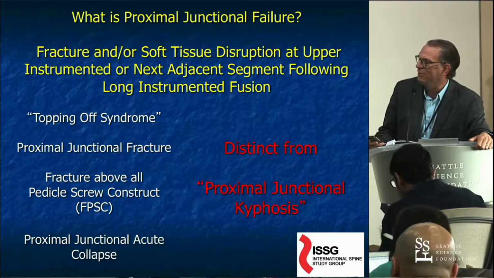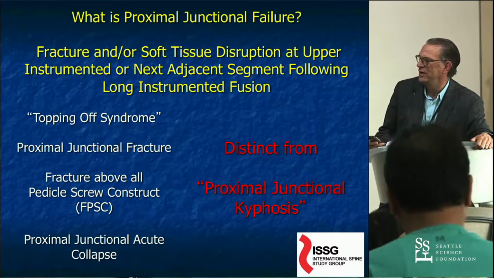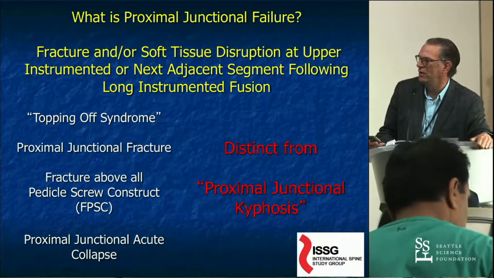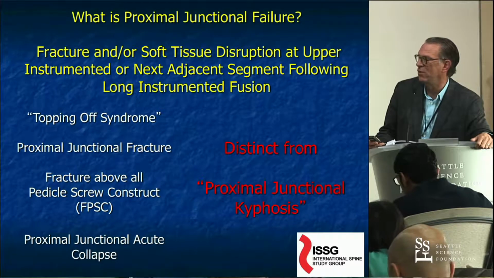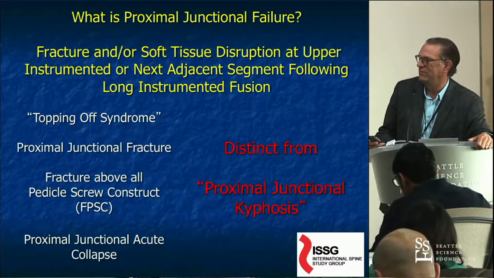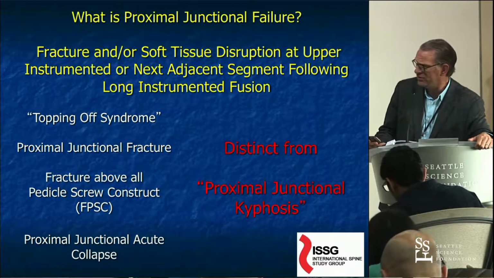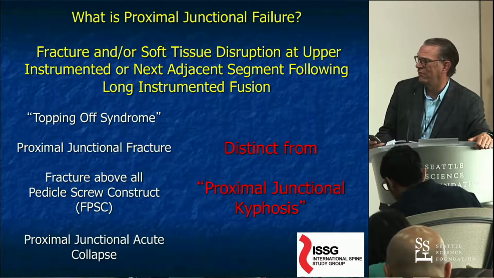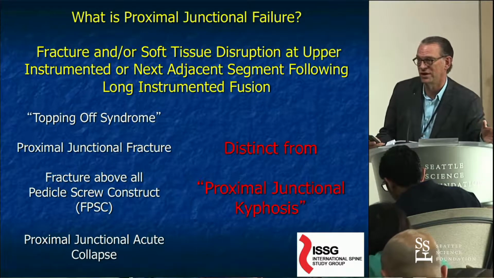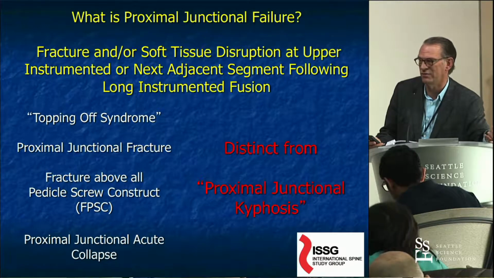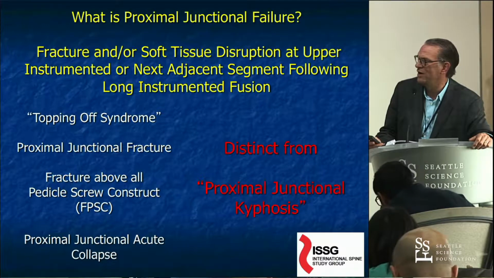This type of problem, proximal junctional failure, has been referred to by other surgeons in prior papers. The original description, I think, was from John Kostuik, and he called it topping off syndrome, which is very much the same phenomenon. A couple of papers out of Washington University in St. Louis used the phrase proximal junctional fracture, which I don't like because in some cases there isn't a fracture. I'll show you a case of my own where there really is not a fracture. It's a mechanical disruption, ligamentous entirely, without bony fracture.